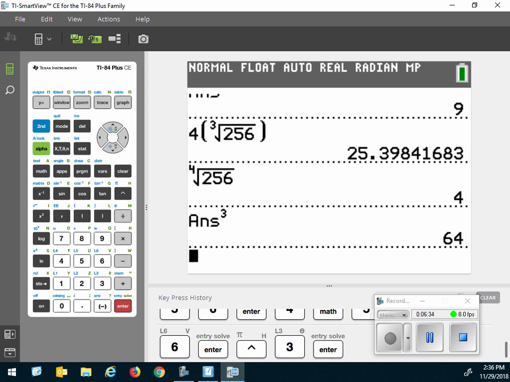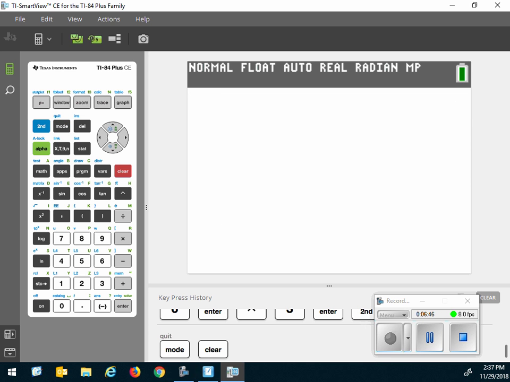Could I just what? Okay. I'm going to quit. I'm going to clear. Okay. Could I just type in 27 to the 2/3 power? Yeah, I can. So if you type in your 27 and then use your little hat key, the little caret, and then you need to tell it, hey, I need to type in a fraction. You remember where that is? Alpha y equals.